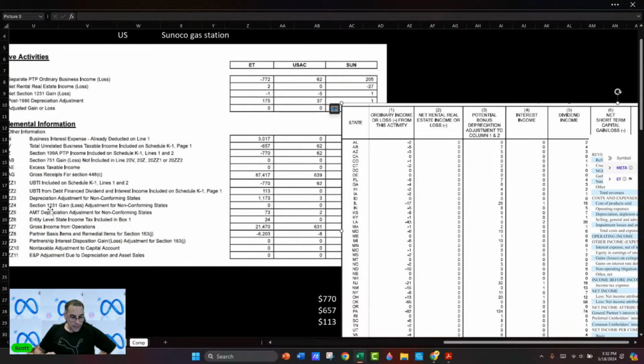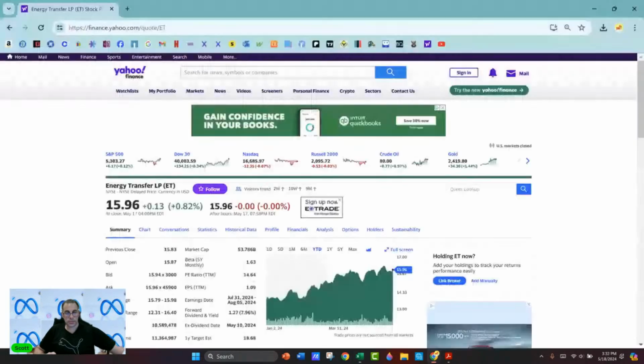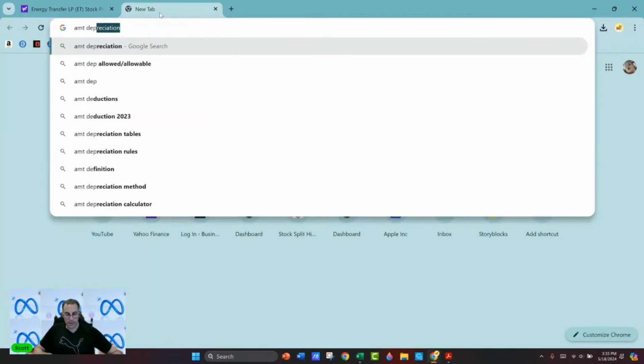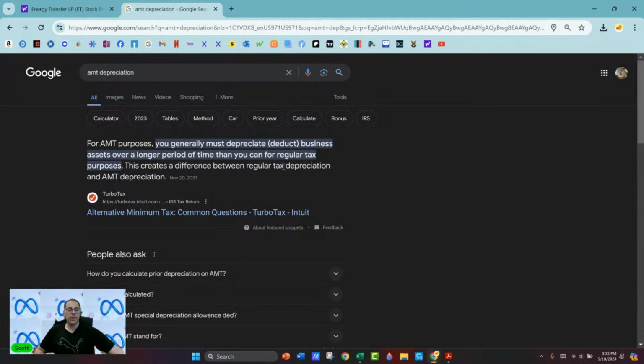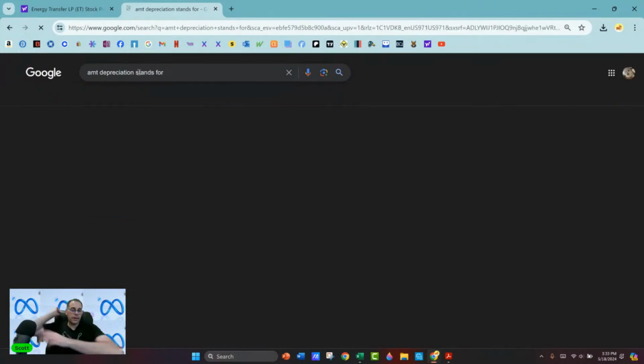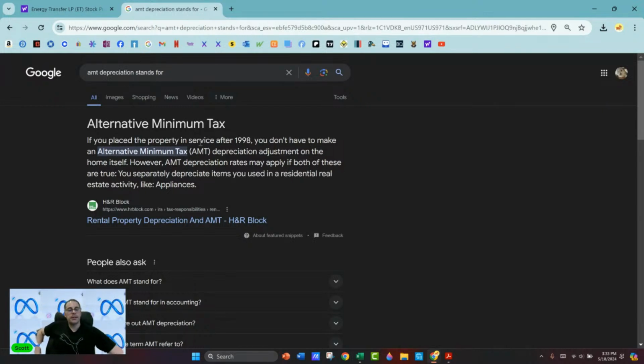So this says, okay, AMT depreciation adjustment for non-conforming states. I'm pretty sure I know what that means, but for AMT purposes, you generally must depreciate business assets over a longer period of time than you can for regular tax purposes. This creates differences between regular depreciation and AMT. What does AMT stand for? Alternative minimum tax. If you place a property in service after 98, you don't have to make an alternative minimum tax depreciation adjustment on the home itself. However, AMT depreciation rates may apply if both of these are true. Okay, it's alternative minimum tax. That makes sense.